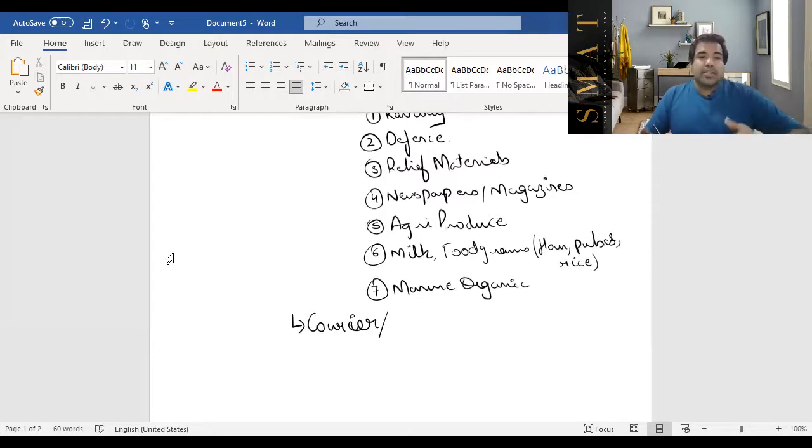All these courier services, your Amazon and Flipkart parcels that are coming through courier, on that service there is GST. So this one is not exempt. This one will be subject to GST.